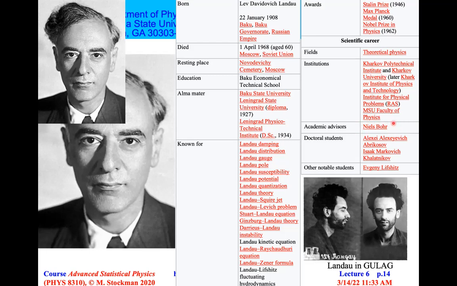His advisor, not an official advisor but an unofficial advisor, was Niels Bohr. He was a big friend of Niels Bohr. His doctoral students are famous by themselves: Abrikosov, Khalatnikov. And his collaborator and student was Evgeny Lifshitz, with whom he wrote that famous course of theoretical physics that we all enjoy and treasure, actually. This is my main course.